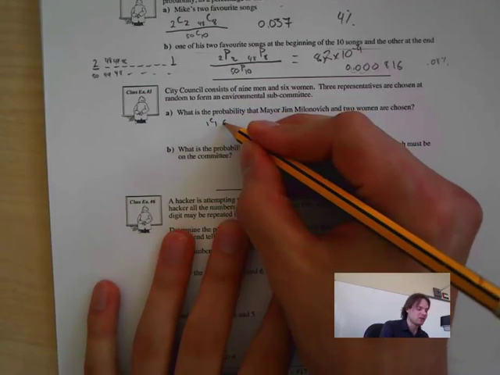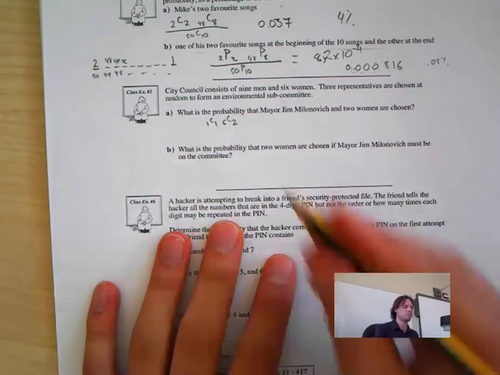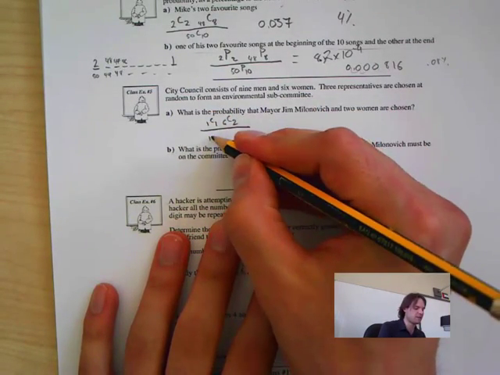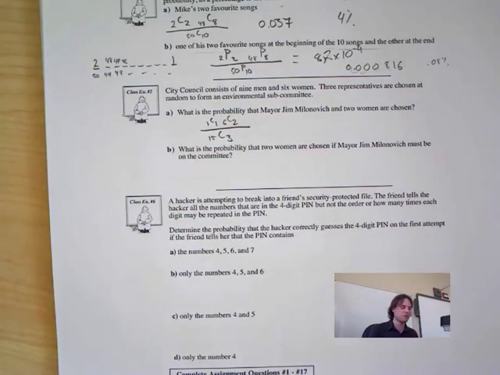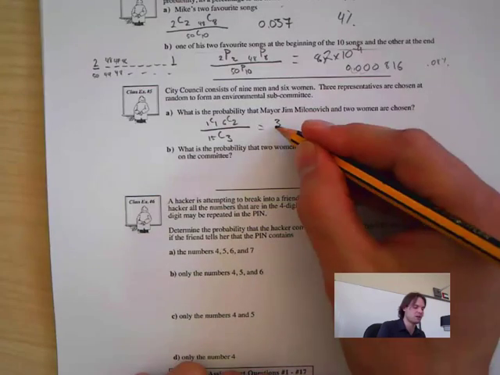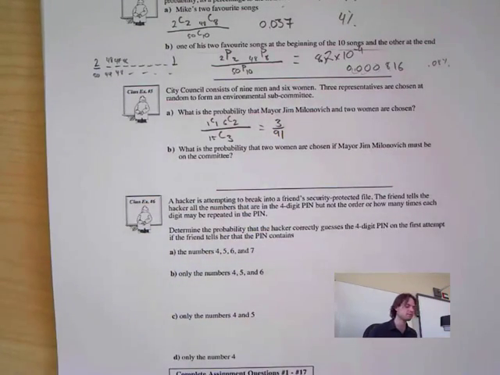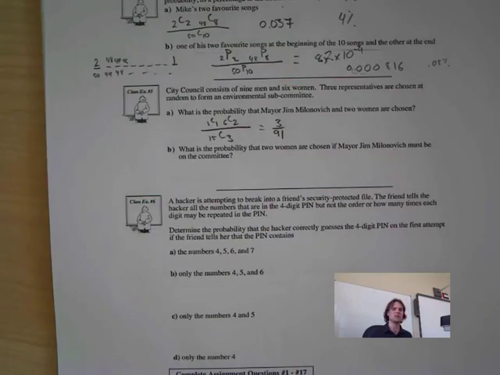And then, out of the 6 girls, we want 2 of them. Now, altogether, out of 15, there are 3 people wanted. So when we do that, we end up getting 3 out of 91. Okay? Now let's look at B.